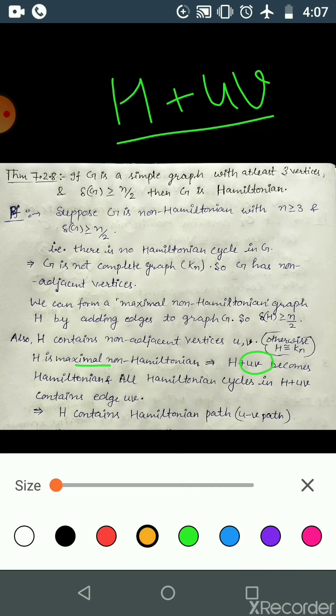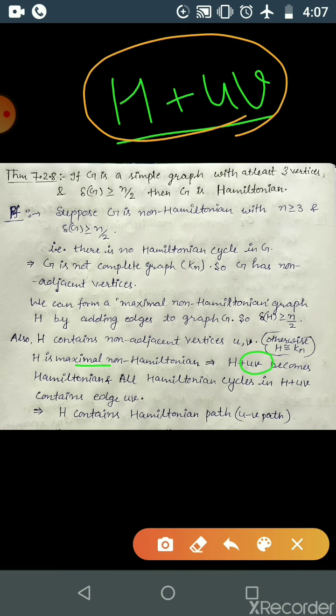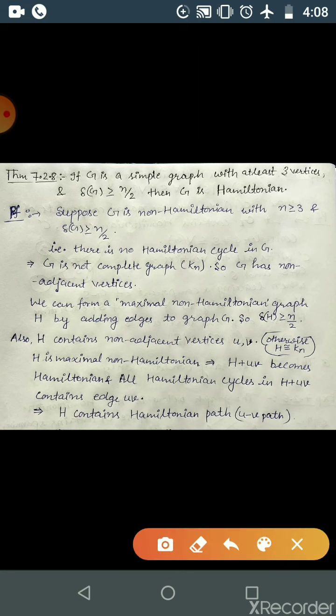So every cycle in H plus UV will contain the UV edge. Otherwise that cycle will be present in H, and H would become Hamiltonian, but we have considered H as non-Hamiltonian. So this is clear now, I think. Up to this point we have considered all the extremality conditions. We have H as a maximal non-Hamiltonian graph with non-adjacent U and V and with the given conditions. Every other pair may or may not be adjacent; we don't care.